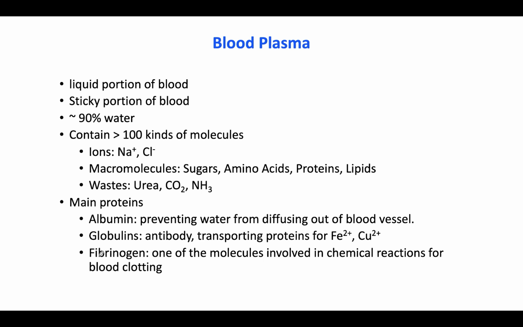Fibrinogen constitutes about 4 to 5% of plasma protein. Fibrinogen is involved in the chemical reaction for blood clotting. If fibrinogen converts into fibrin, a thread-like protein, then a blood clot forms. So fibrinogen is a clotting factor.